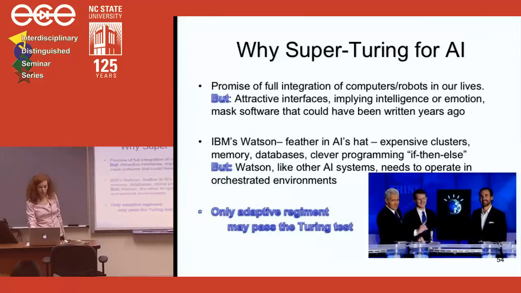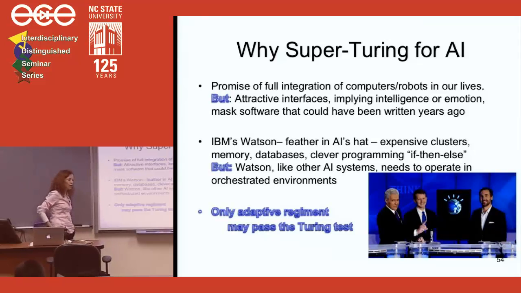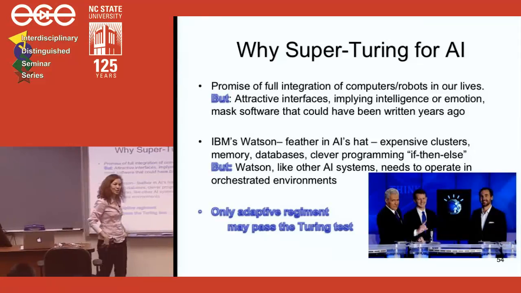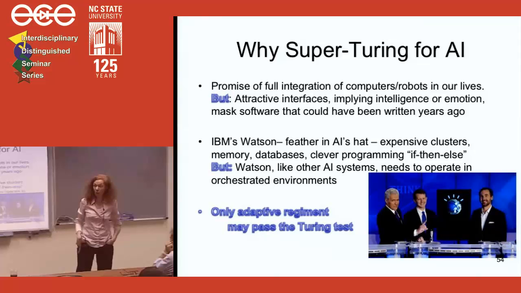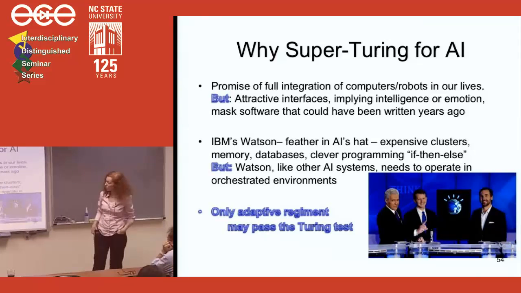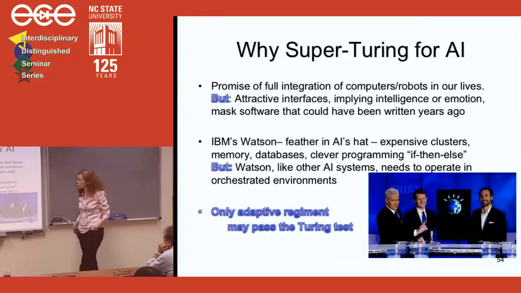And maybe just to finalize, I want to say that Super-Turing is very crucial for AI. The reason it's so crucial for AI: we know that robotics were promised to be an important part of our life, and they're not. There are all kinds of escort robots. I don't want these robots in my home and not near my child.